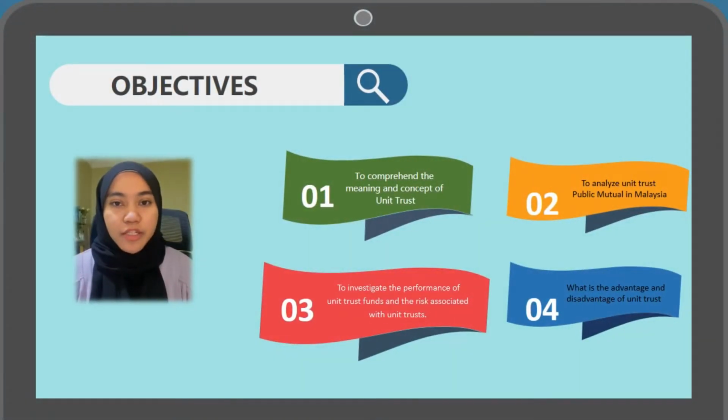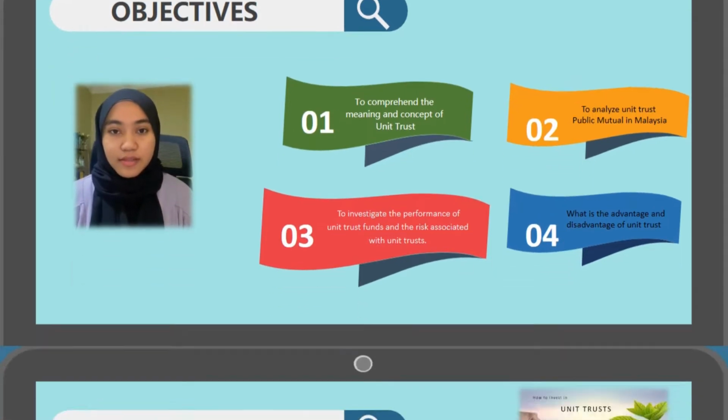We have established various research objectives to ensure that the study is carried out in accordance with the stated goals. Among the objectives to be met are: first, to comprehend the meaning and concept of unit trust. Second, to analyze unit trust public mutual in Malaysia. Third, to investigate the performance of unit trust and the risks associated with unit trust. And lastly, what is the advantage and disadvantage of unit trust?